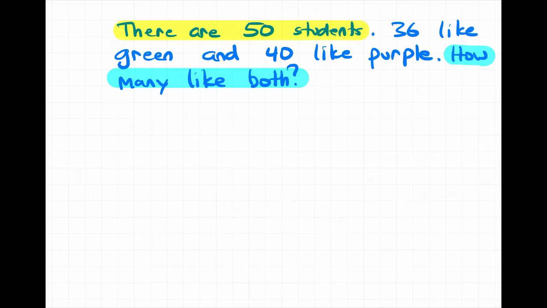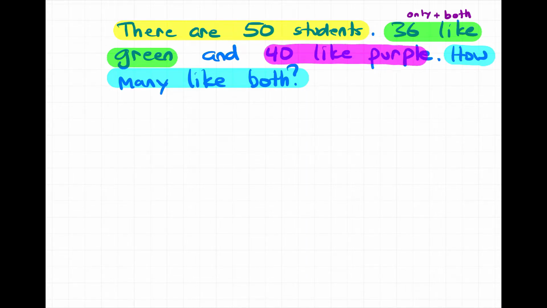And it says 36 people like green. Okay, so 36 people like green. So if that's the case, it means that is not only the people that like only green, but it's the people that like both. So this is only and both. And if we look at the next section, which is talking about the purple, we can see that 40 like purple. Okay, so again, it doesn't say only purple, so that means that it is only and both.